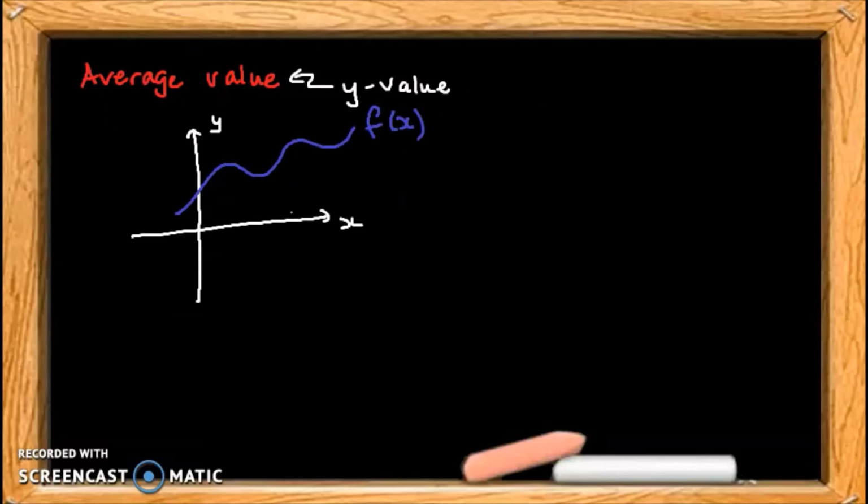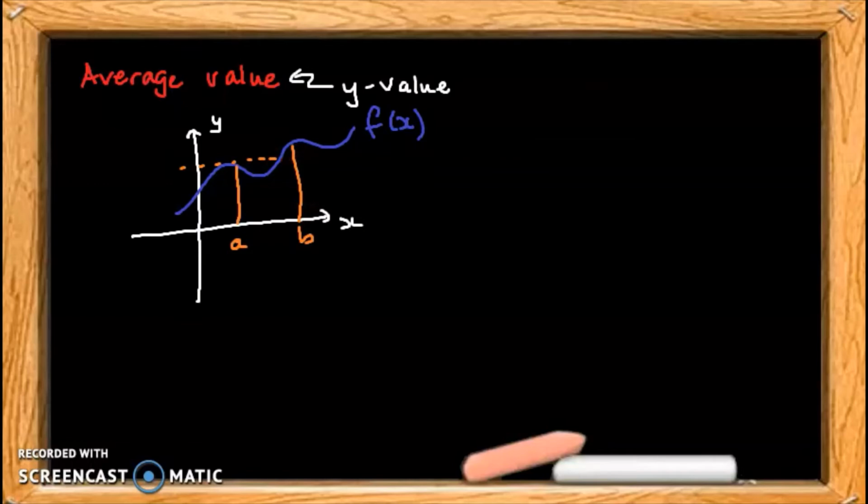Now between 2 points, again, let's make these points A and B. I can actually find the average height, the average value of this function between these 2 points. And it all comes down to this idea of a rectangle and the dimensions of a rectangle.